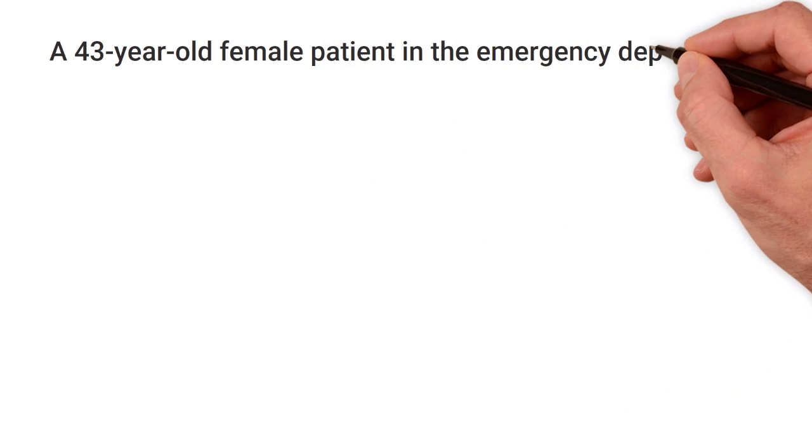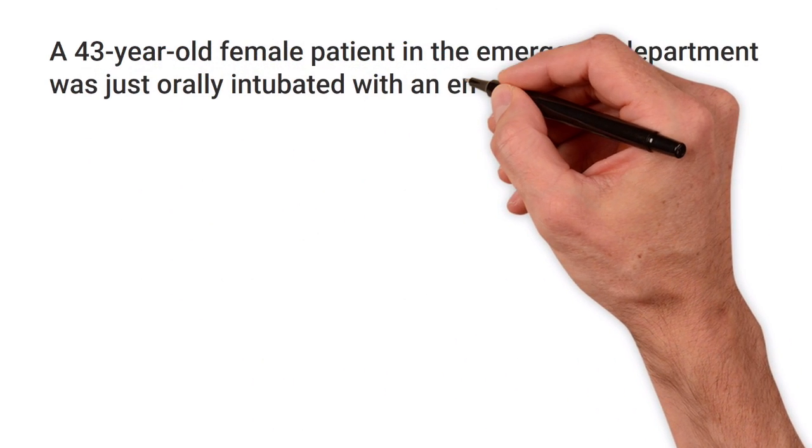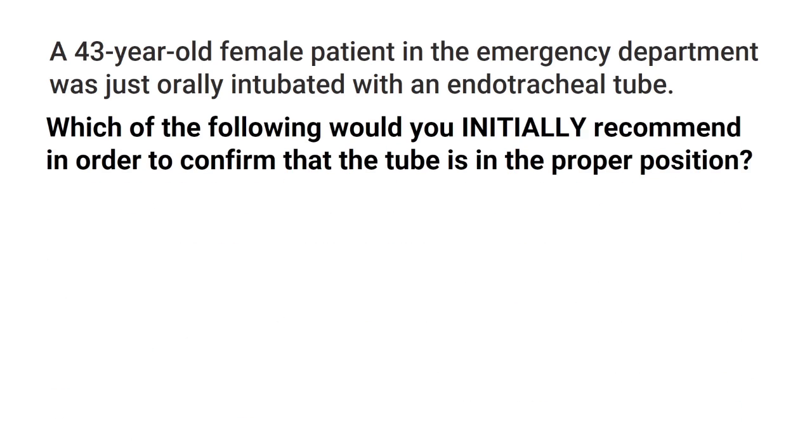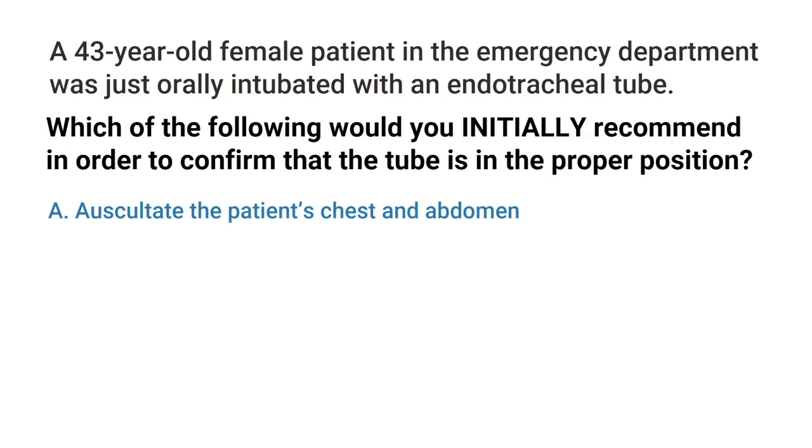A 43-year-old female patient in the emergency department was just orally intubated with an endotracheal tube. Which of the following would you initially recommend in order to confirm that the tube is in the proper position? A. Auscultate the patient's chest and abdomen.